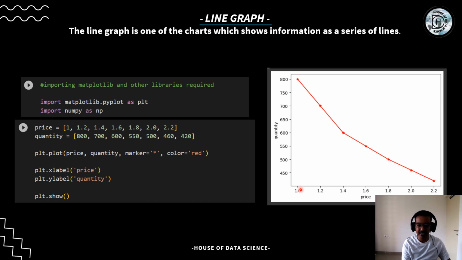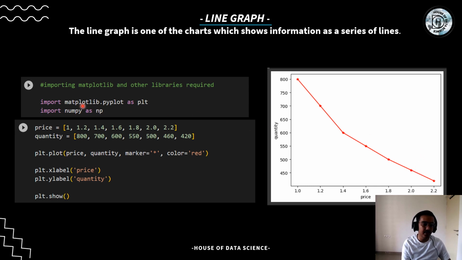Suppose the price of a particular quantity. Say you are buying 800 tables, and suppose this price is in millions. So the price of 800 tables is 1 million. When the price increases to 1.2 million, you are buying only 700 tables. When it increases to 1.4, you are buying 600. So this is how the market works, right? If the price of a certain thing increases, which is called inflation, the quantity decreases.